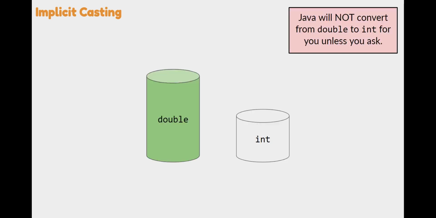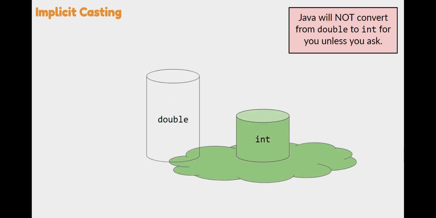On the opposite side, if you start with a container the size of a double and you try to pour that data into a container the size of an int, some of that data will pour over and spill, and you will lose that data. That data that you are losing will be those decimal places from that double number. So Java will not convert from double to int for you unless you specifically ask it to.